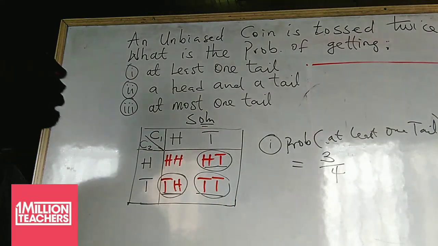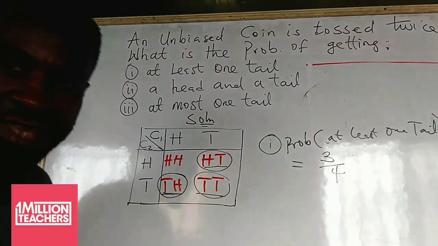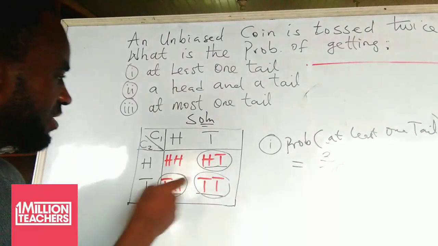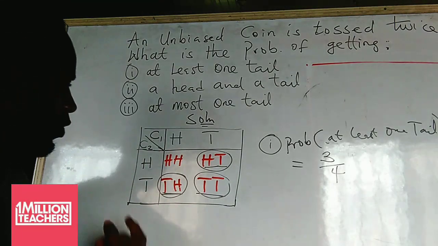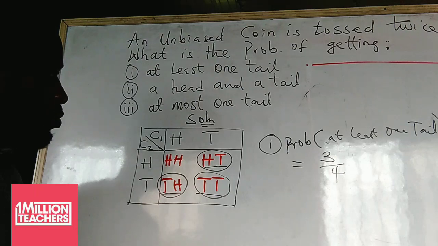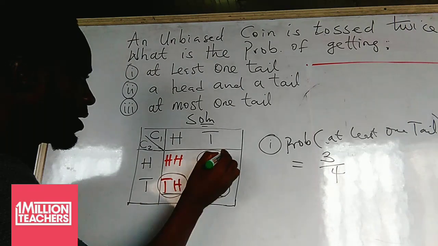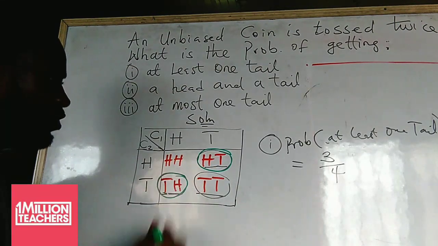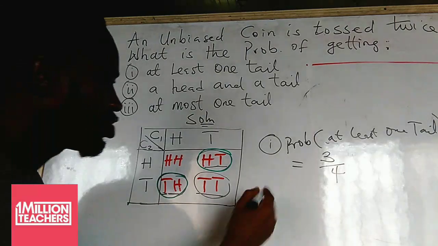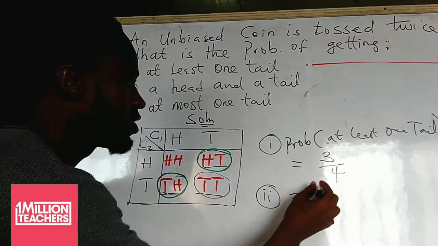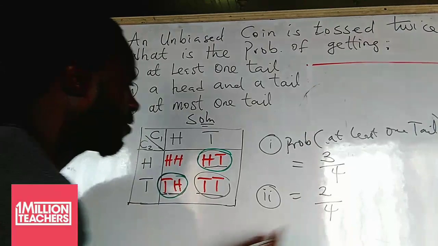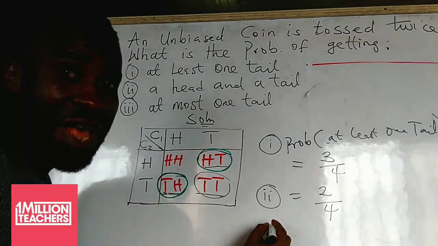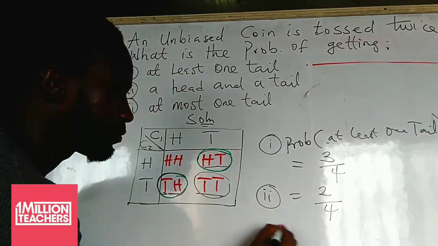Now let's answer the next question. The next question says a head and a tail. This one is quite straightforward for us to get. Where can we see a head and a tail in this outcome? So a head and a tail, that is going to be this. Let me use a green marker this time. We have a head and a tail here. We also have a head and a tail here. So our answer to question number 2 is 2 over 4, because we have a head and a tail, a head and a tail.